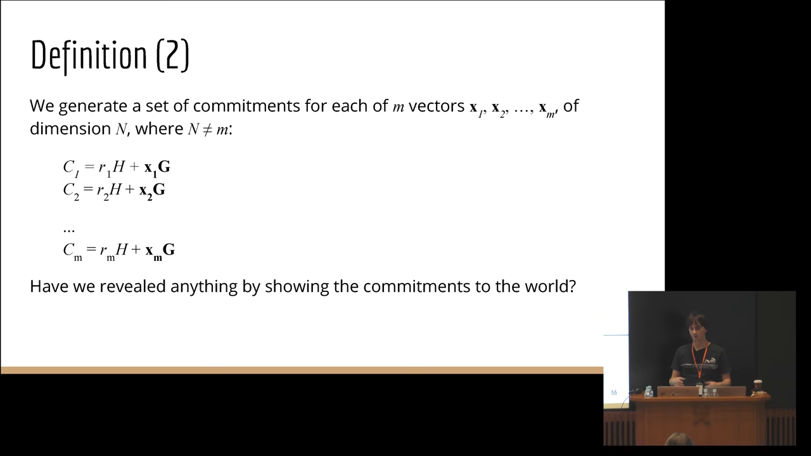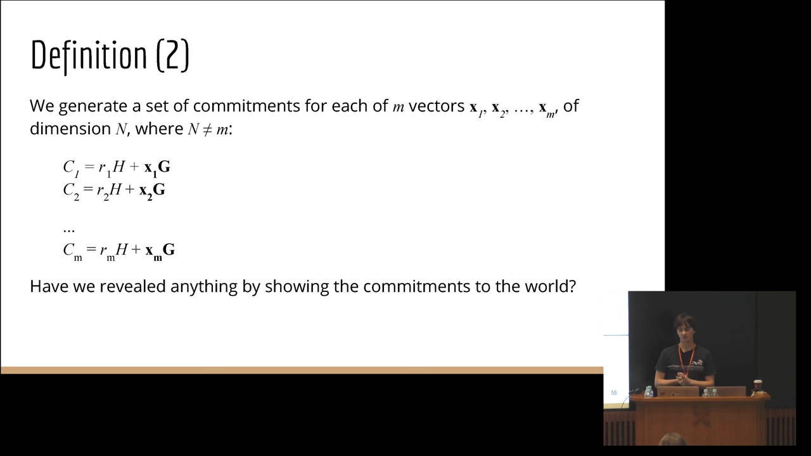To do this in PRC commitments, we have to create a commitment for each of these vectors. Right, so we have M vectors. That's not M numbers, that's M number lists. So it's kind of like a matrix. We create M Cs, M commitments. The first R plus the first X times the G. The generator here is the same. The H is always the same. We just keep iterating the X's. So we created these commitments.